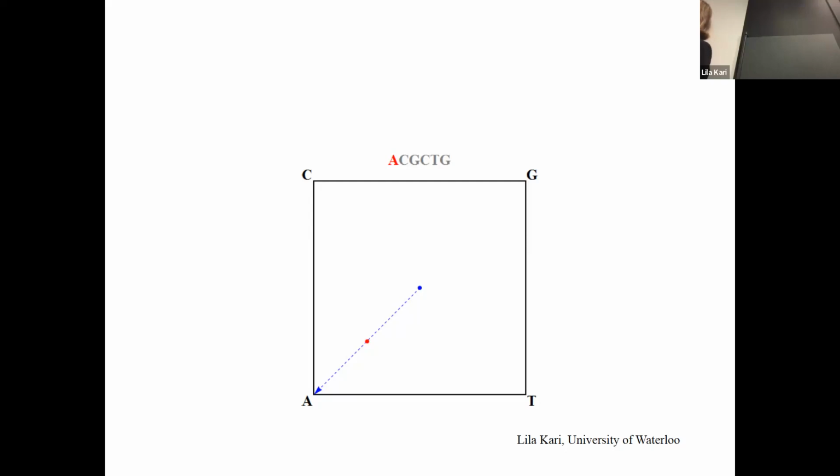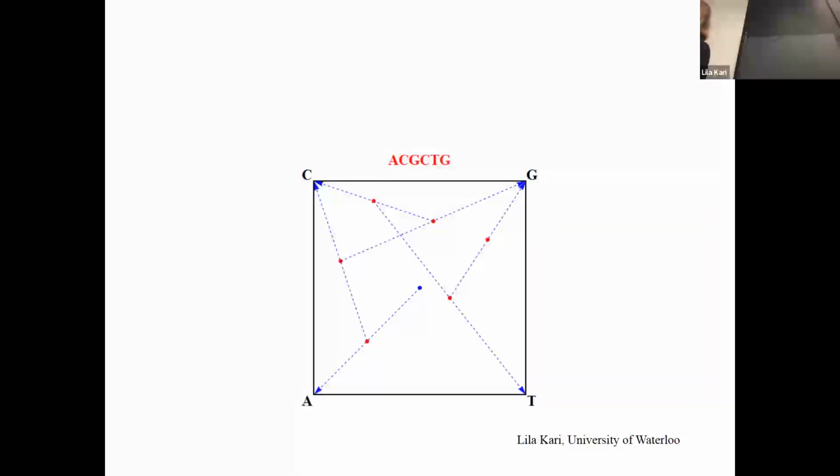So I'm going to look at the current dot and the corner label C, and I'm going to draw a red dot there. The next letter is G, so it's going to be somewhere there. The next one is C, it's going to be somewhere here. The next one is T, it's going to throw us somewhere here. Next one is G, it's going to throw us here, and so on.